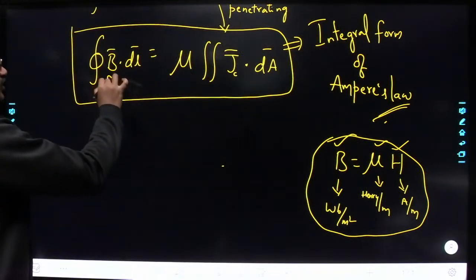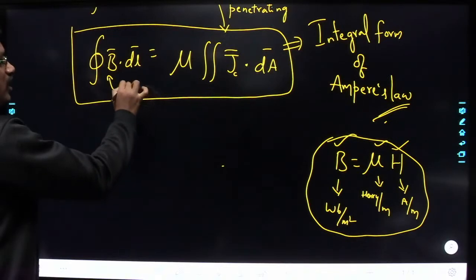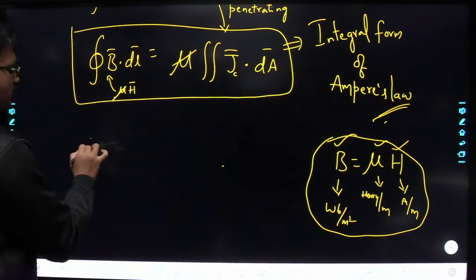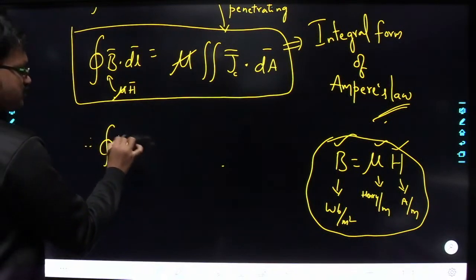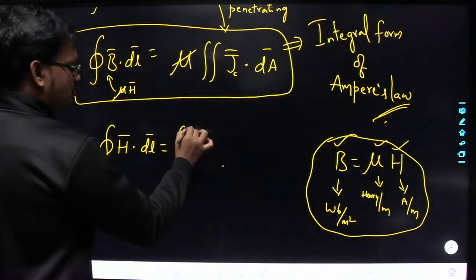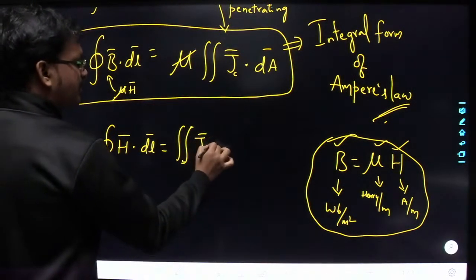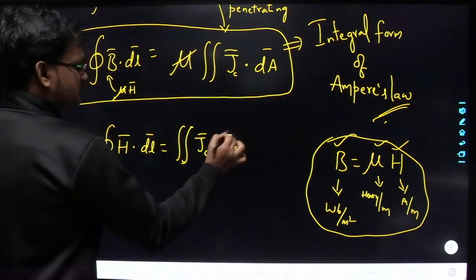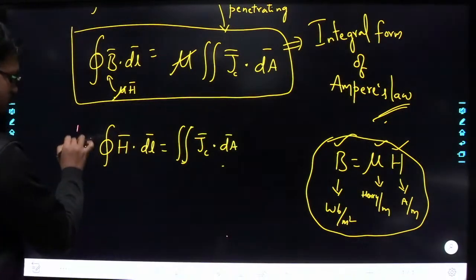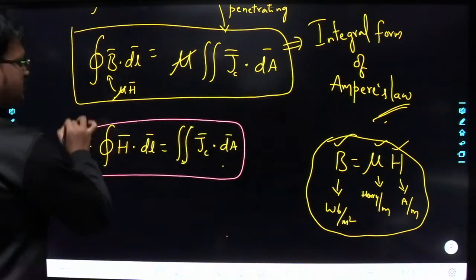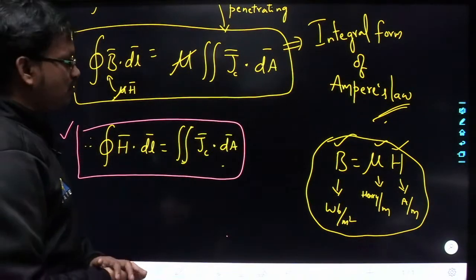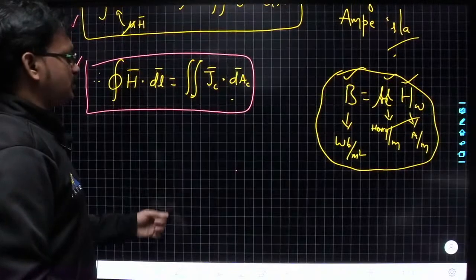So B you can replace with mu times H bar. Then mu on both sides will get cancelled. Therefore you can write the circulation of the H field around any closed loop is equal to double integral JC bar dot dA bar, right? So you can represent it either in this manner or in that manner. Understood? Okay.